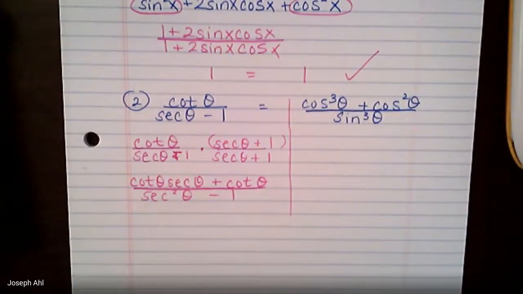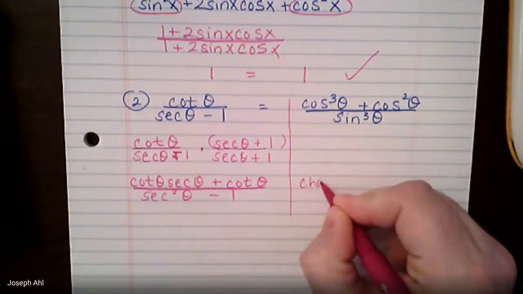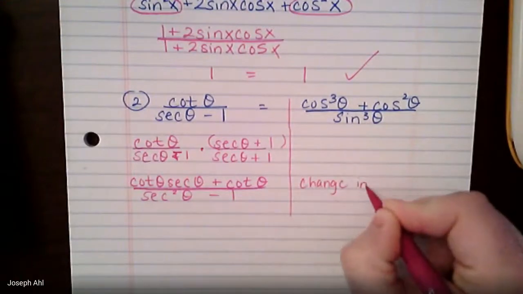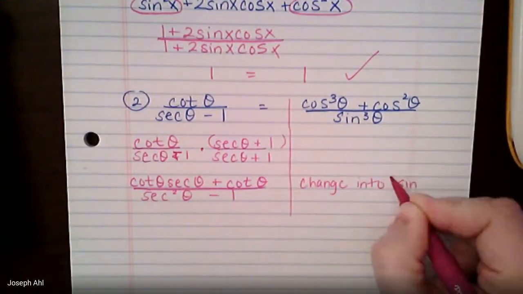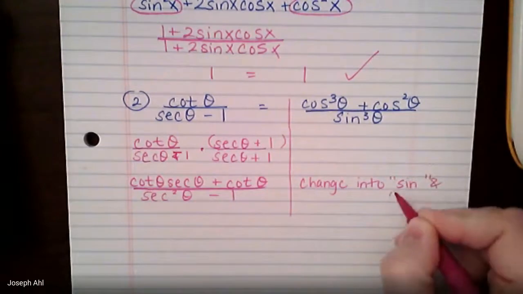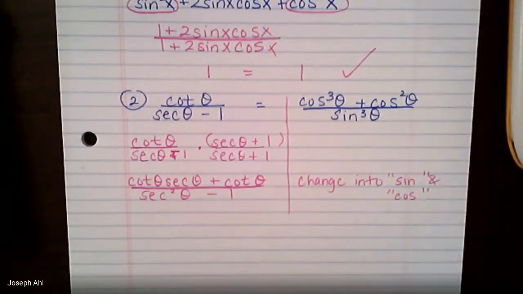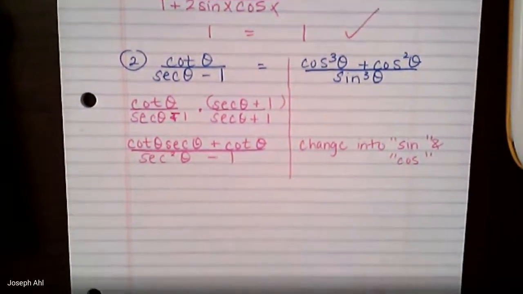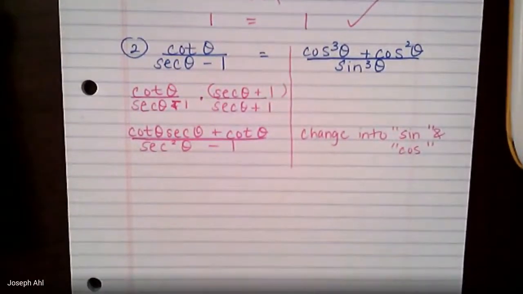And then from here, I guess you'd have a few different options. What I'm going to do, and what I think a good strategy is in these identity proofs, is change everything into sine and cosine. Because everything in our trig world can be expressed in terms of sines and cosines. Right? We have the quotient identities, we have the reciprocal identities that we're going to wind up using here.